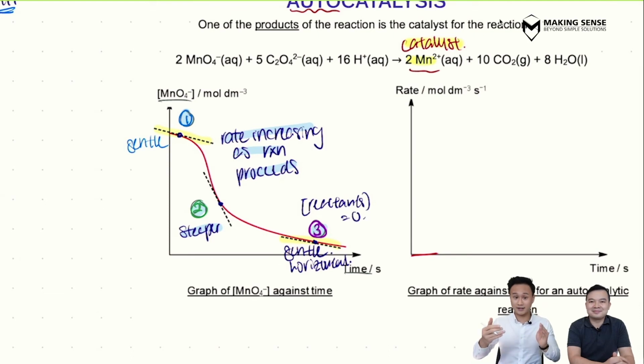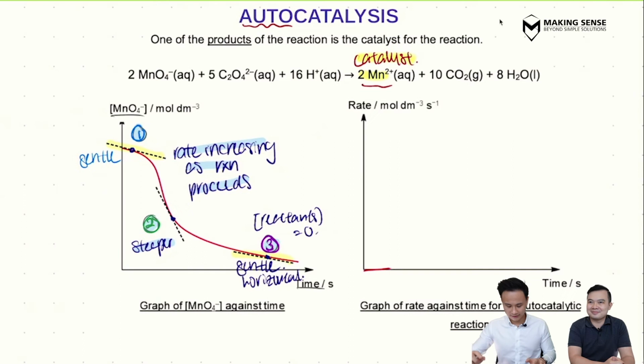And again, since rate is proportional to concentration, we have learned when the concentration of the reactants of either one involved in the rate equation is zero, the rate becomes zero, okay? Now, what we need to do here is translate all these 3 points into a nice curve, a rate against time curve. So again, let's follow the points 1, 2, and 3.